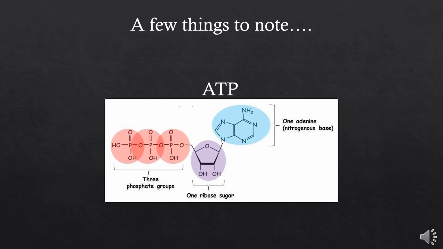ATP. What is this thing? I'm sure most of you have heard of it before, so let me show you why it's important in the nitrogen cycle. ATP, or adenosine triphosphate, is involved in providing the energy needed for all of these reactions in the nitrogen cycle. So let me show you how.